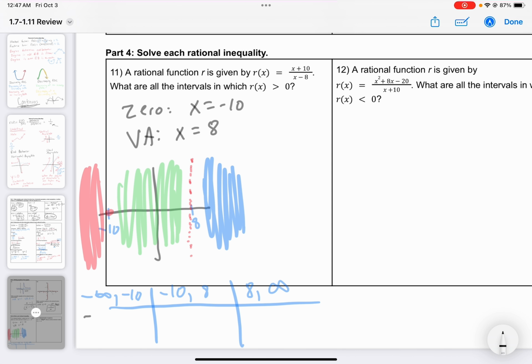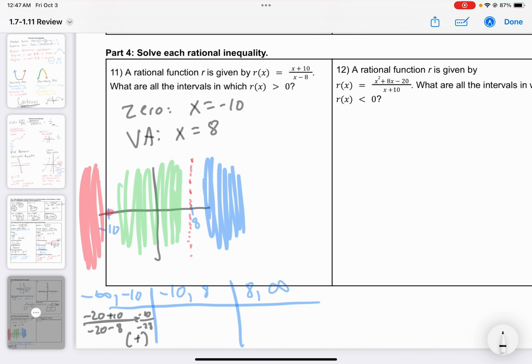Well, I get negative 20 plus 10 over negative 20 minus 8. And I get negative 10 over negative 28. Well, that's a negative divided by a negative, so that's a positive. So I'm positive over that interval.